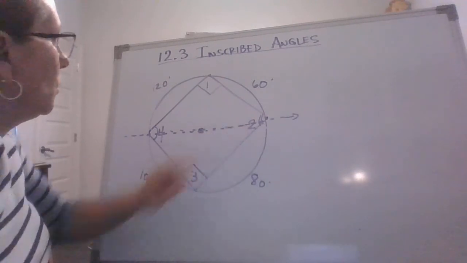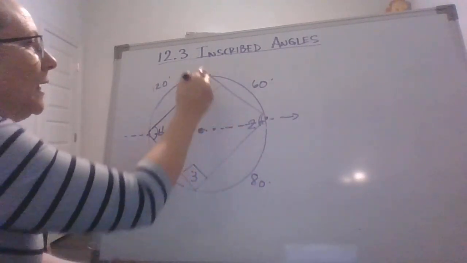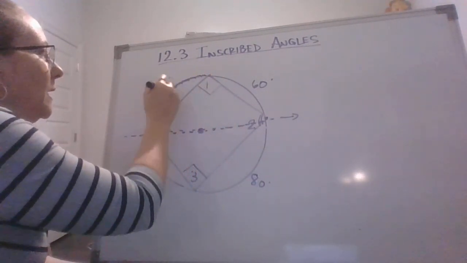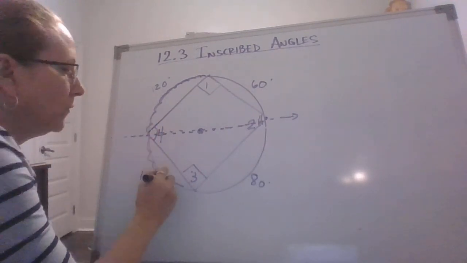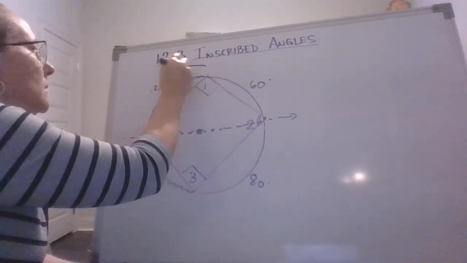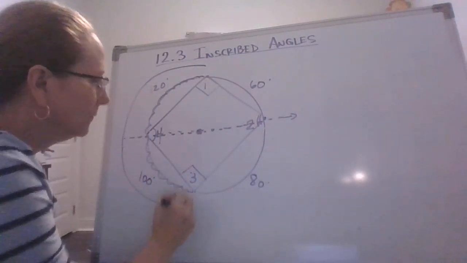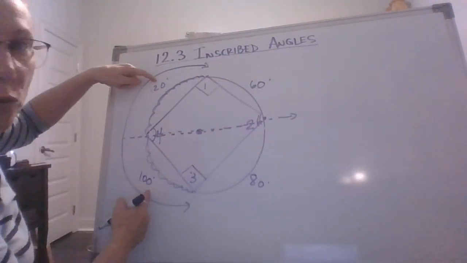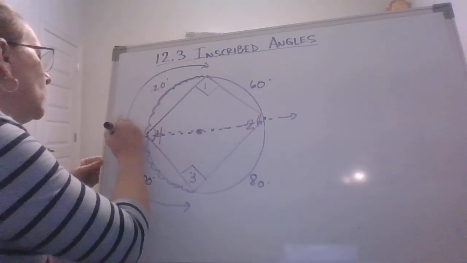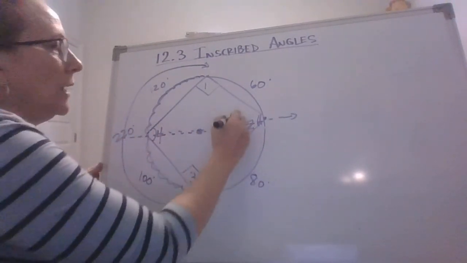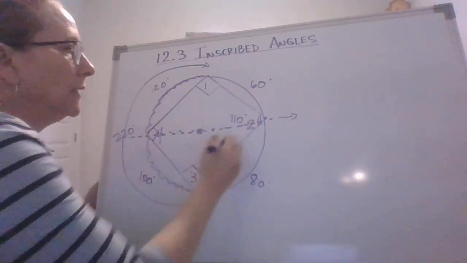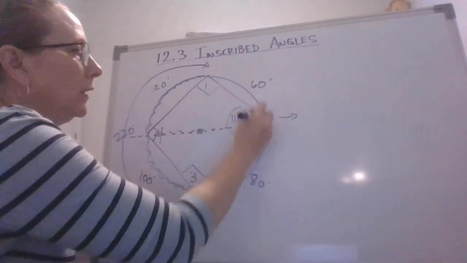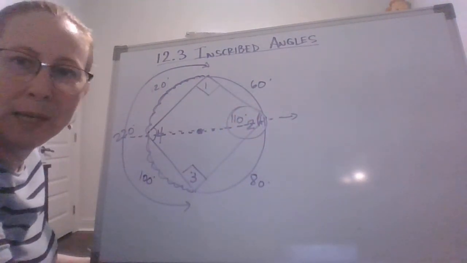All right, looking at 2. Angle 2, its arc goes from this angle all the way over here to this one. So all together, the arc for angle 2 is 100 plus 120, or 220. So the angle is 110. And that's the whole angle here, not the top or bottom half.